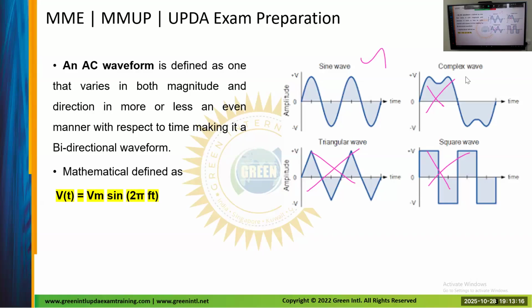Similar to our contract document. In the contract document, first party, second party. First party is the client, second party is the subcontractor. Here we use the word AC voltage, but it does not refer to all the things. It refers only to sinusoidal voltage.